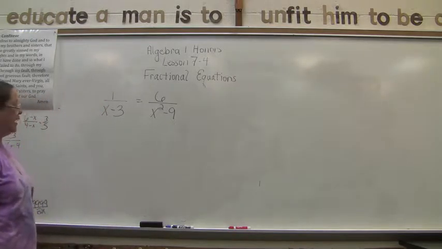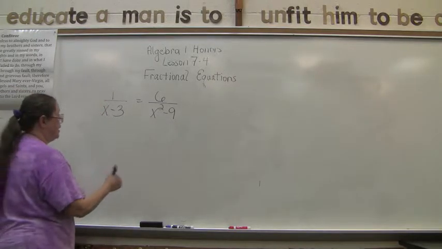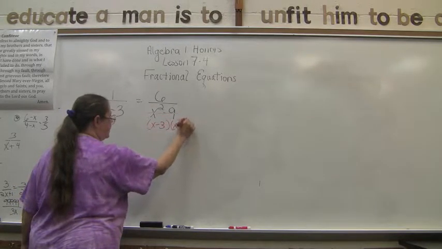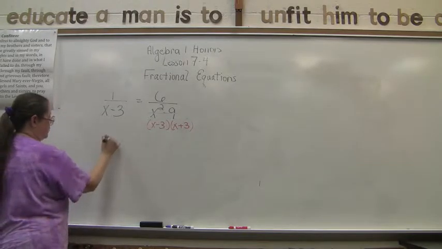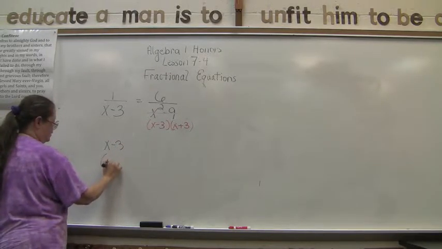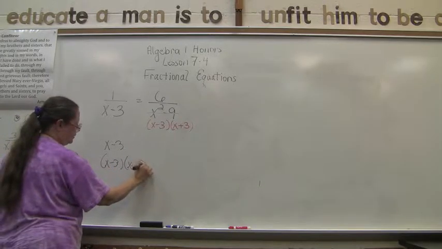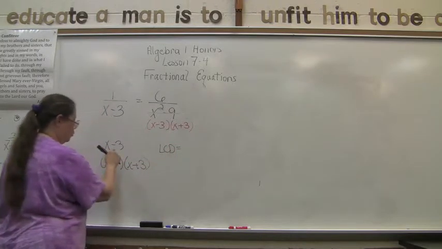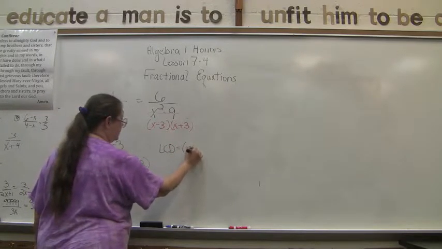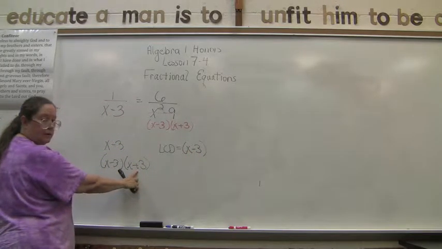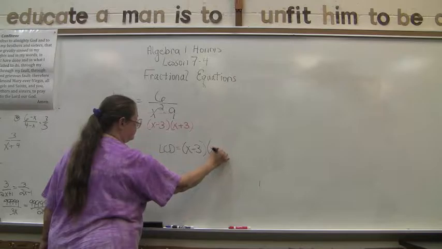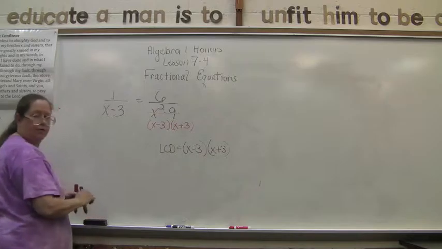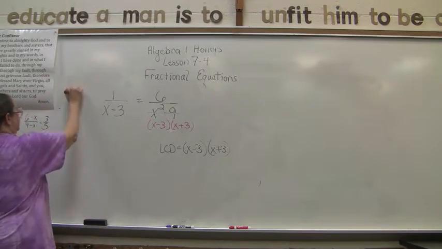Okay? Now, we're going to find our least common denominator. To do that, we have to factor. In our least common denominator, we have an x minus 3, and we have an x minus 3 times an x plus 3. So our least common denominator is going to be one of these, x minus 3, times one of these, x plus 3. Okay? Now we're going to multiply everything, all of our terms, by our least common denominator.